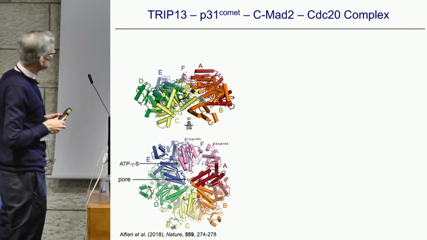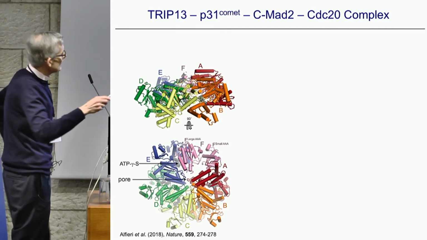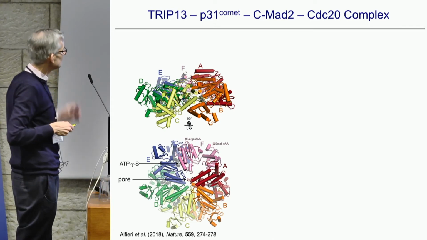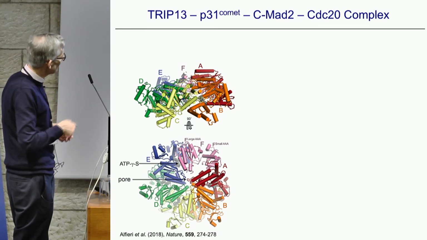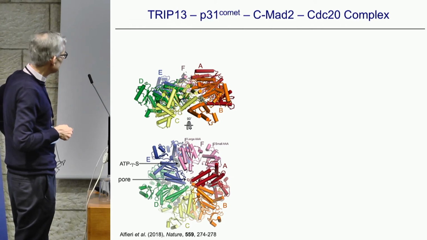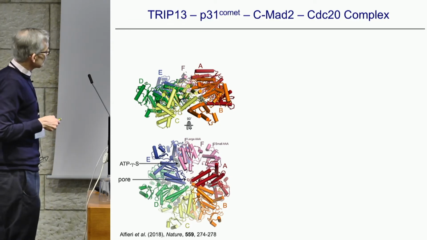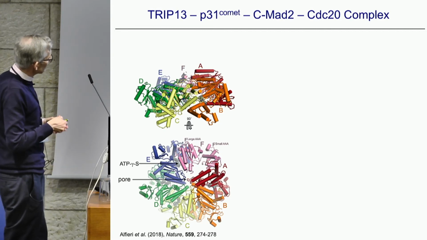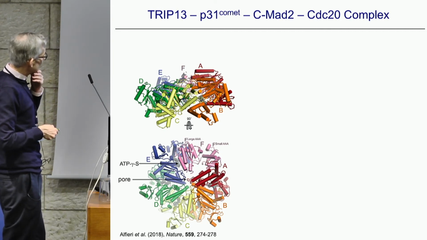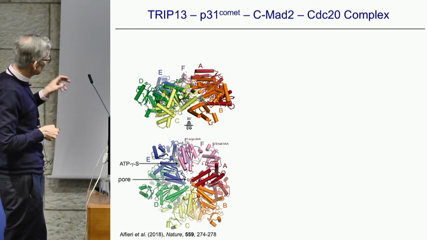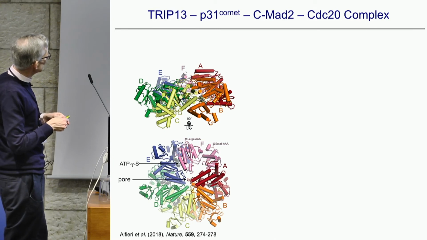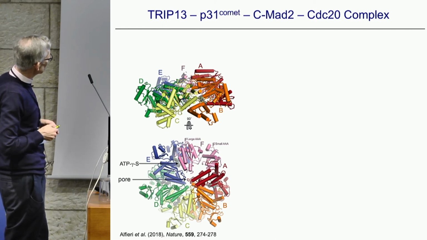And this shows the structure of the hexameric ring of TRIP13 alone without the p31 comet MAD2 bound to it. And this is a homohexamer with six identical subunits labeled A to F. And this hexamer forms a central pore in the middle of the protein. And five subunits bind ATP gamma S and have a very similar conformation, and they form a spiral structure from A to E, with A at the top and E at the bottom of this spiral.